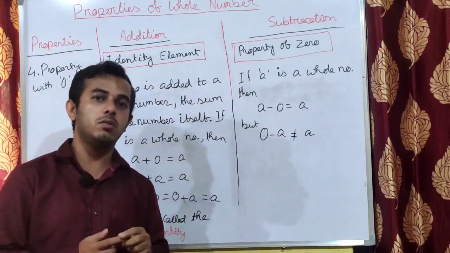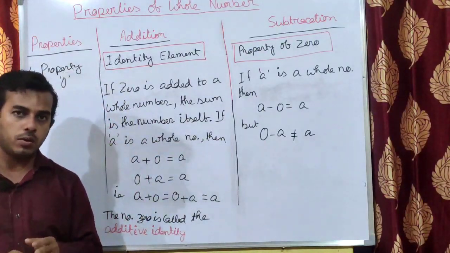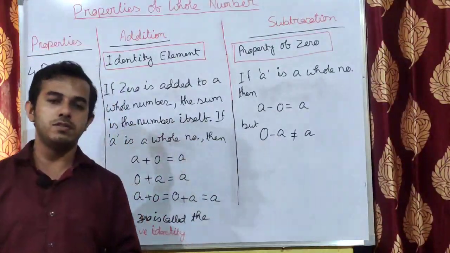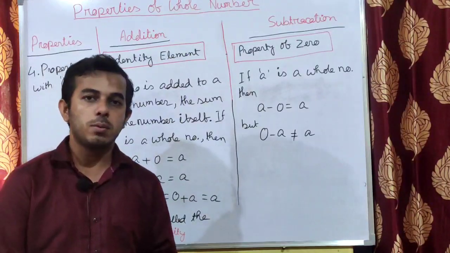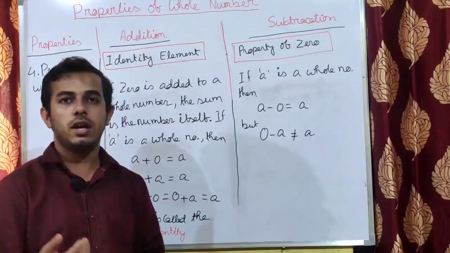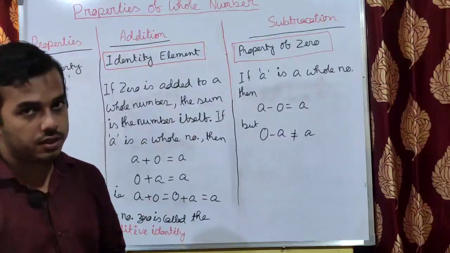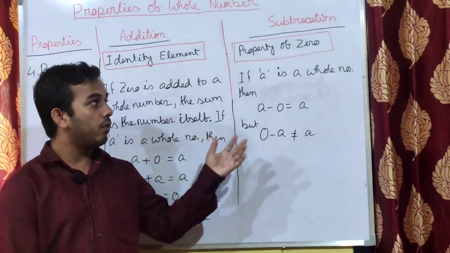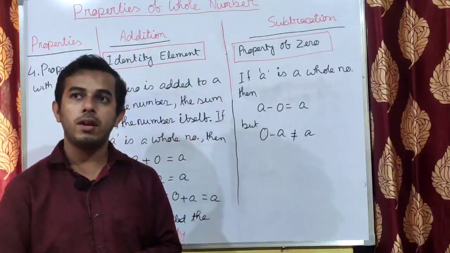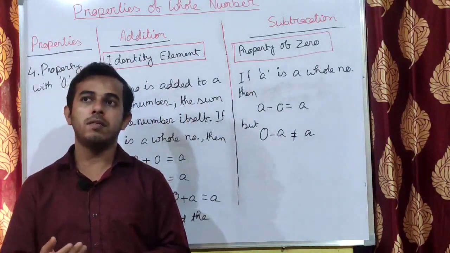So these are the 4 properties of the whole number for addition and subtraction. First one was closure property. Second one was commutative property. Third one was associative property. Fourth one is property of 0. Okay. So in closure property, what we have discussed? When we add two whole numbers, the result is also a whole number. In subtraction, when we subtract a whole number from another whole number, the result may or may not be a whole number. It depends on cases. 3 different situations.